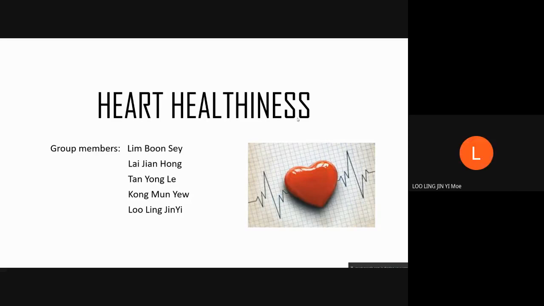Good morning to all my teachers and friends. Today I am going to present heart healthiness. Our group members are Wimbunse, Hong, Anyongla, Komanyo, and me, Rolling Jin.